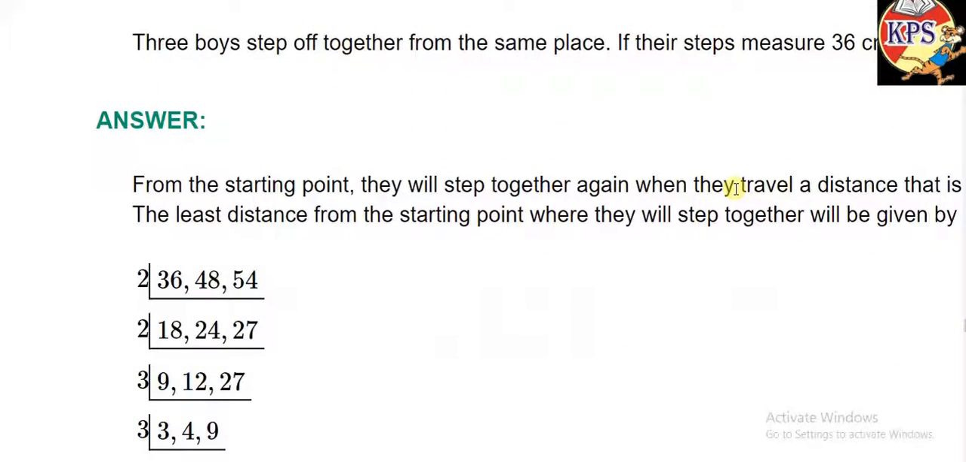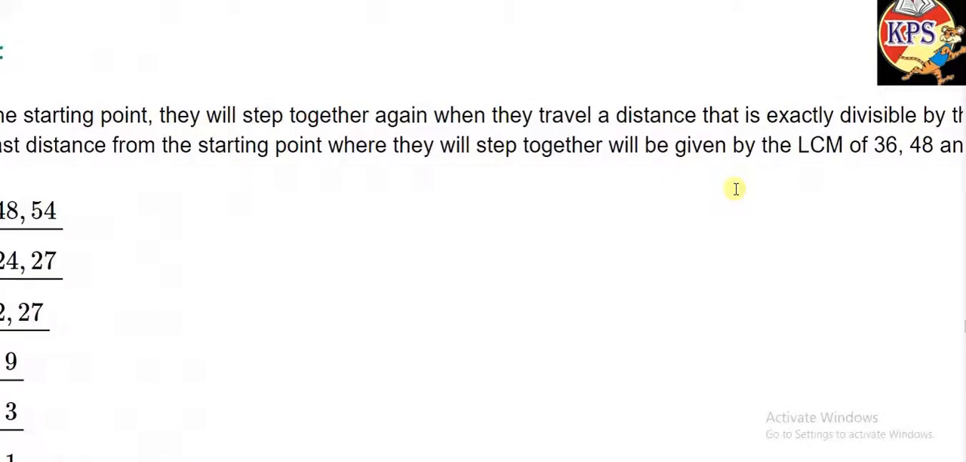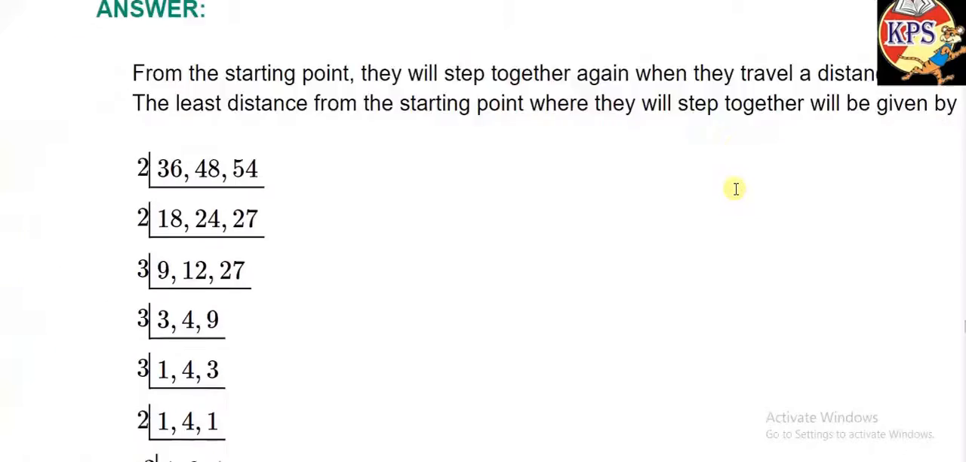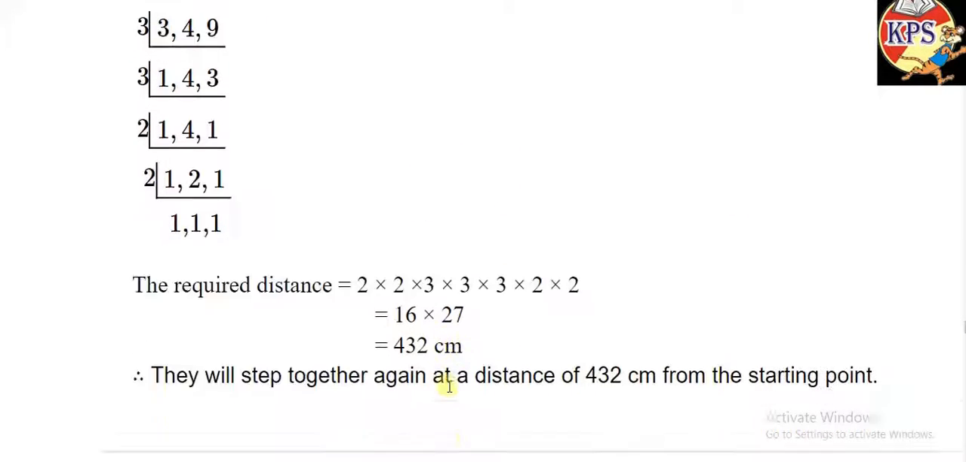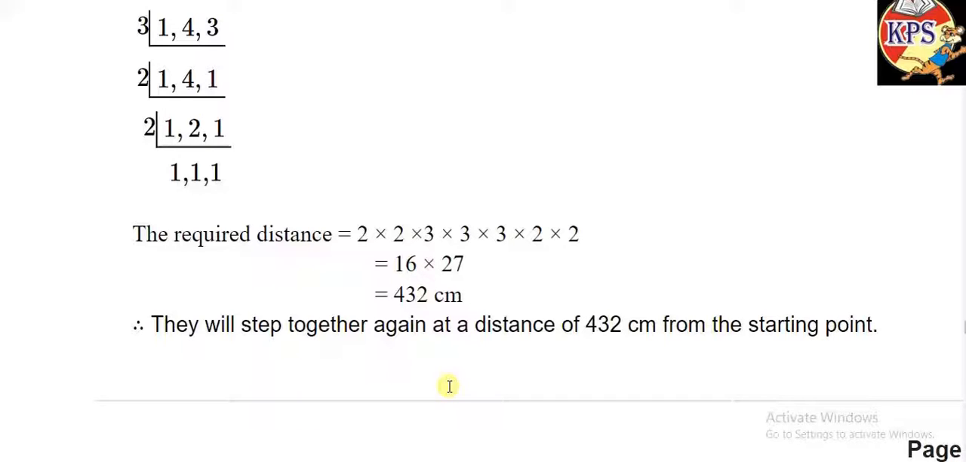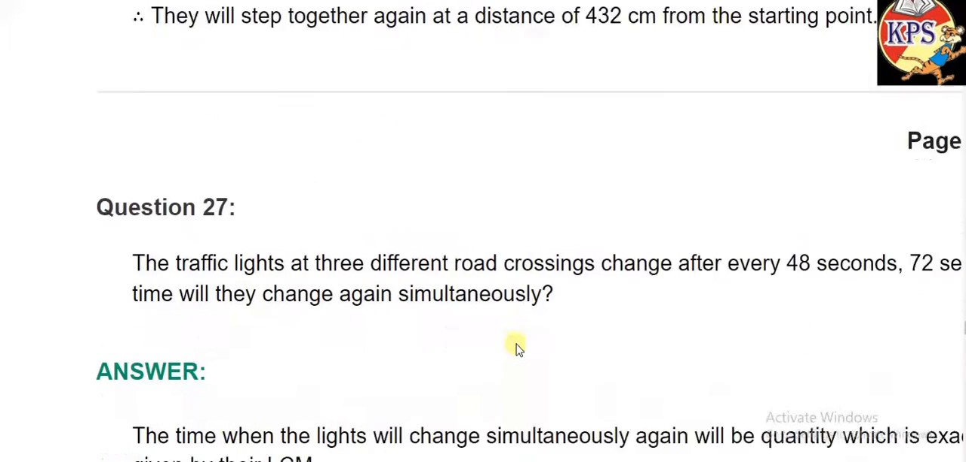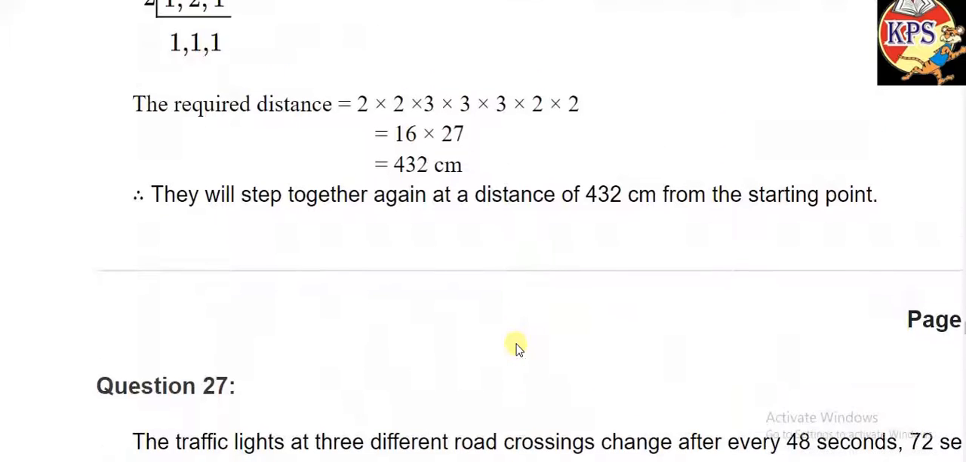We have to find the distance from the starting point from where they will step together again. To find this, we have to find the LCM of these numbers. The method is the same. Here we get the answer 432, and this is in centimeters because the numbers in the question are in centimeters. So after walking 432 centimeters from the starting point, they will step together again. This is how you will solve these questions.